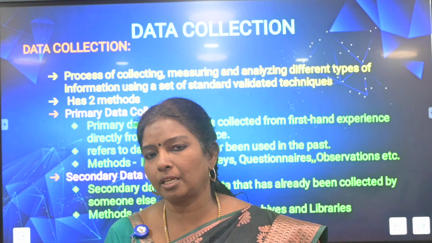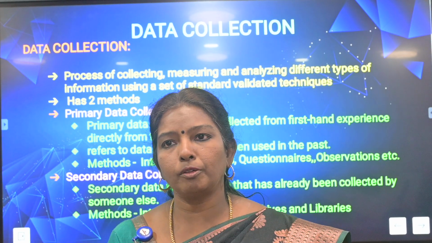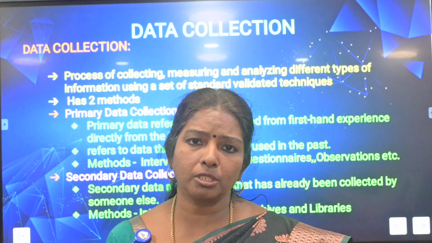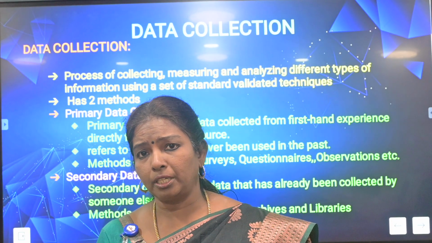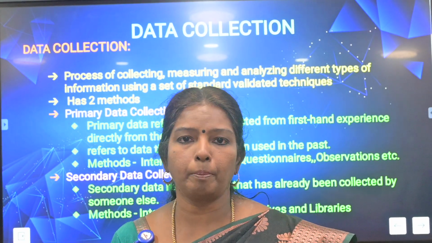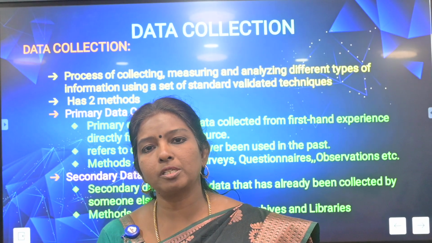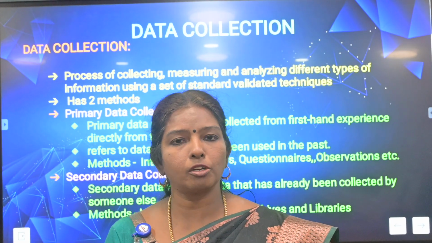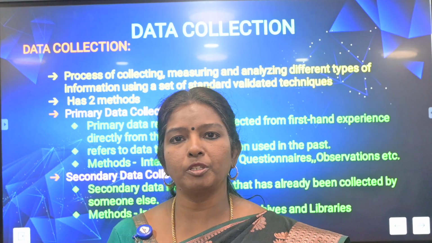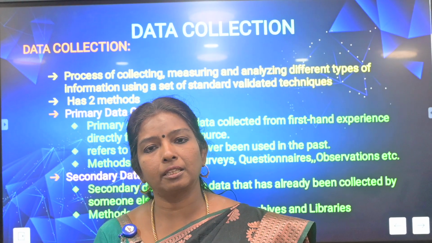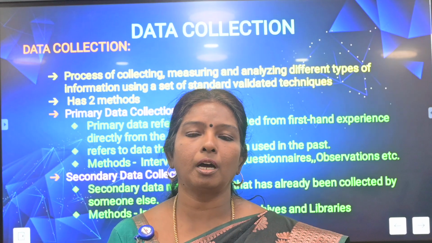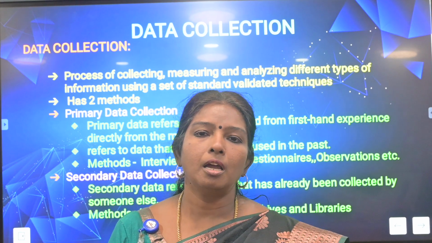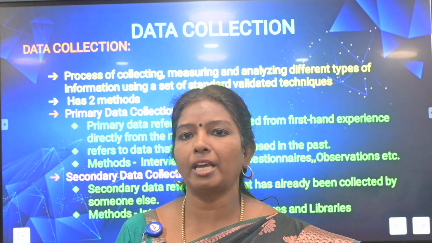Primary data refers to the data coming from the main source, that is, directly from the external sources. Primary data refers to data that has never been used in the past. Examples of methodologies used to collect primary data are interviews, questionnaires, surveys and observations. Secondary data is data that is already developed, already created by somebody else. The main examples of secondary data are government libraries, internet archives, etc.